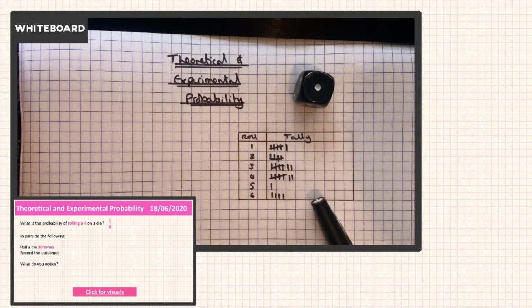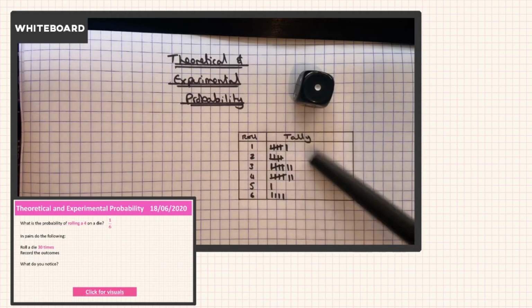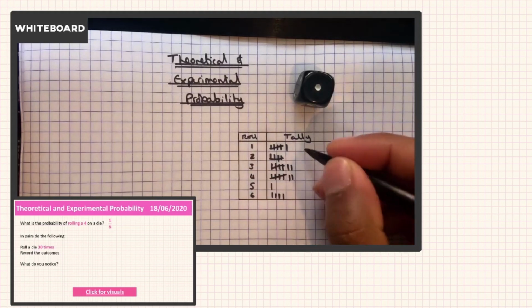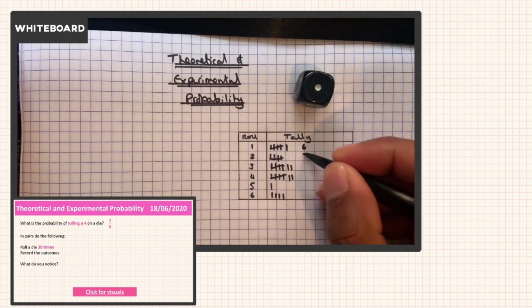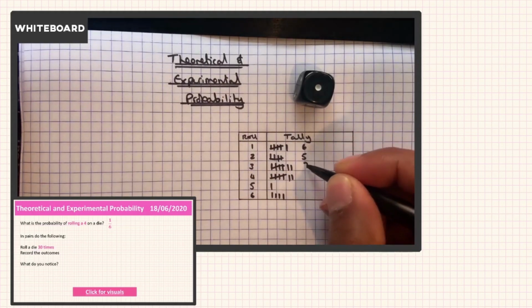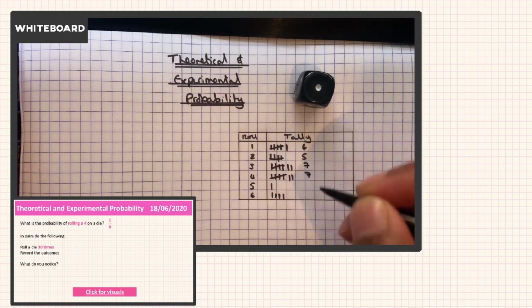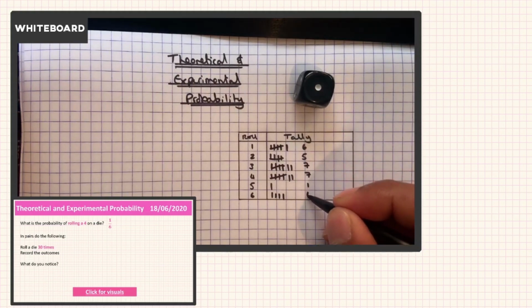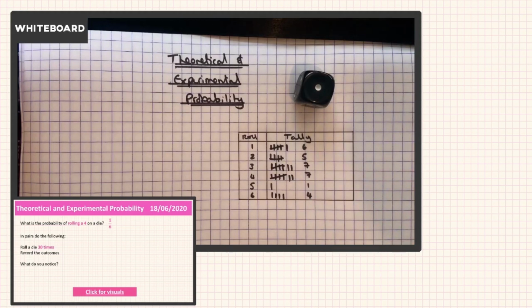Okay, so there, I've rolled that dice 30 times, and this is what I've come up with in my tally chart. My tally chart shows the following values: I rolled 6 1s, 5 2s, 7 3s, 7 4s, 1 5, and 4 6s. And we can see that if I was going to work out my probability of getting a 4, it would be 7 out of 30, and that's not equal to a sixth.